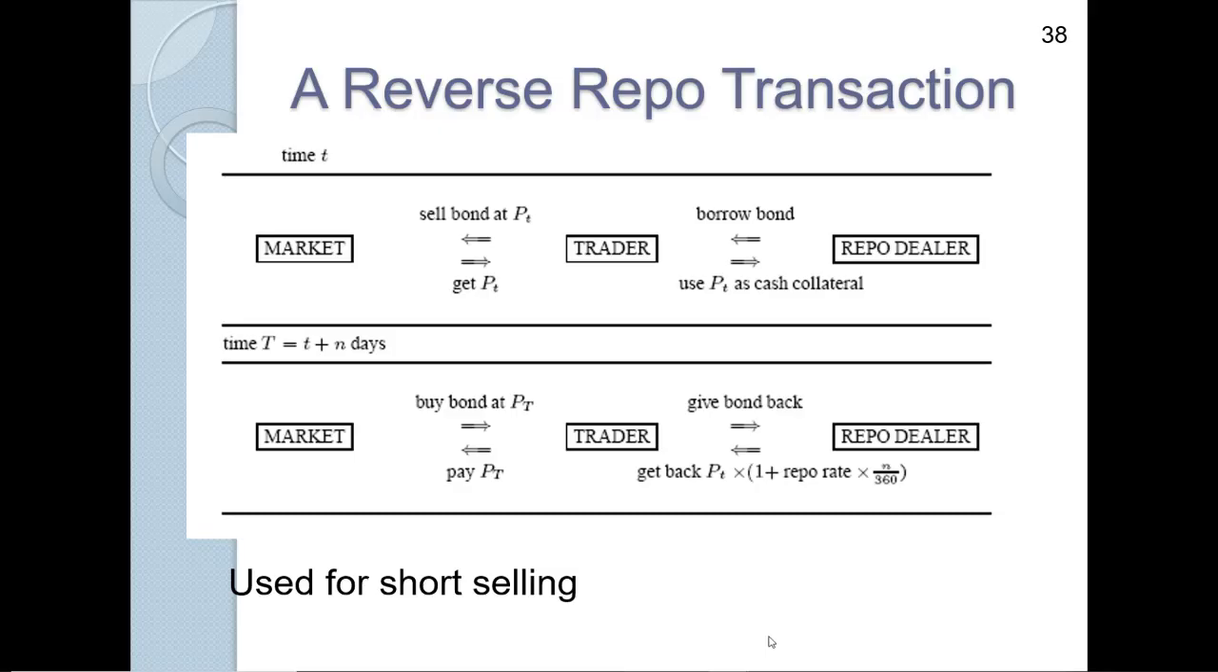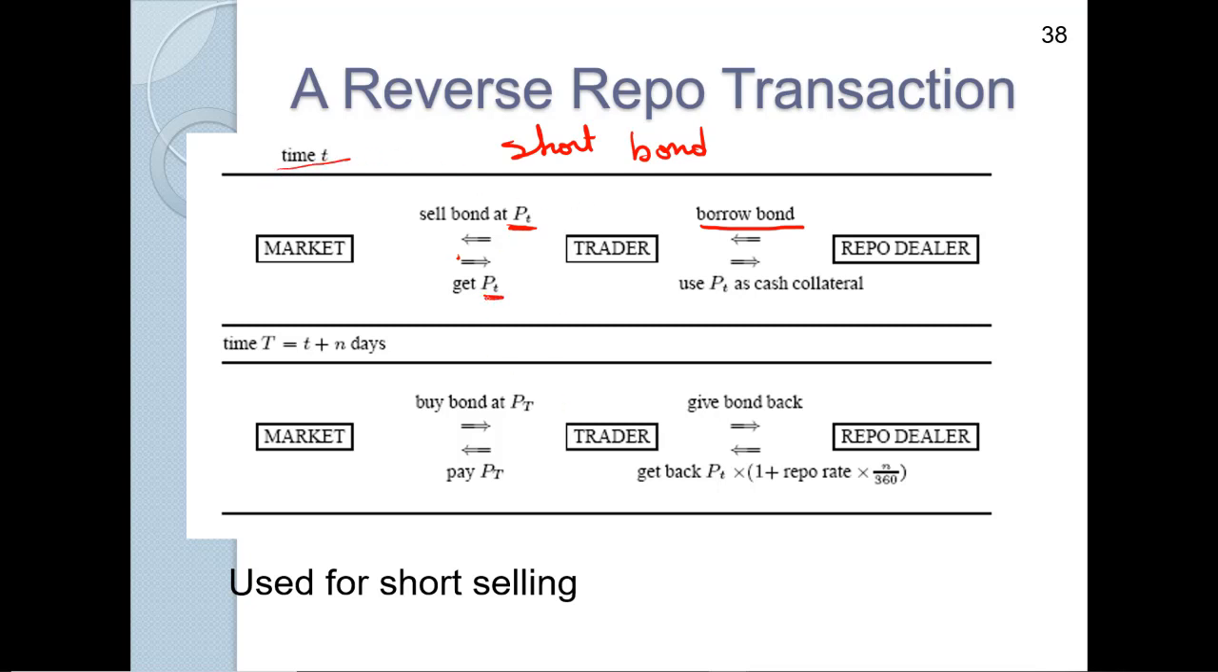We can also have the reverse repo. If in the repo I wanted to go long the bond, here I want to short the bond. You short the bond whenever you think that bond prices are going to go down. That means the interest rates are going to go up. So how do you do that? Instead of borrowing money, you're going to borrow the bond. You go to the repo dealer and say, hey, repo dealer, can you give me the bond? You take that bond, you borrow it, and then you sell it at some price PT at time t equals t, small t.